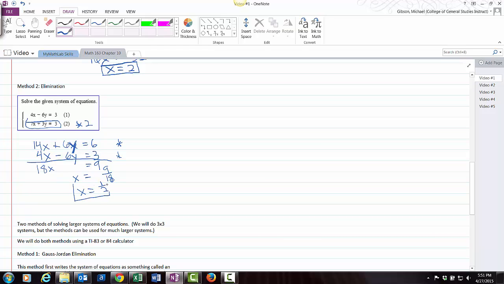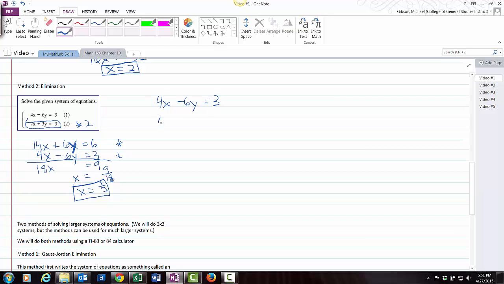All right. So now I have x. This one's a little less friendly because x was a fraction, but that's not the fault of elimination. That's just these equations. So I can take this x equals 1/2 and plug it back into either equation. I'm going to plug it into the first one. 4x minus 6y equals 3.